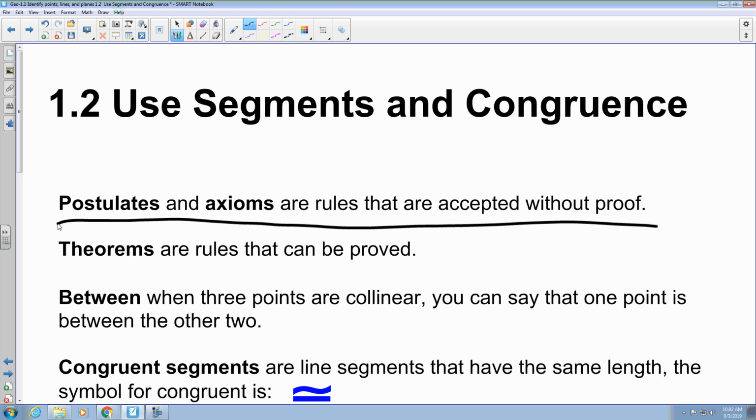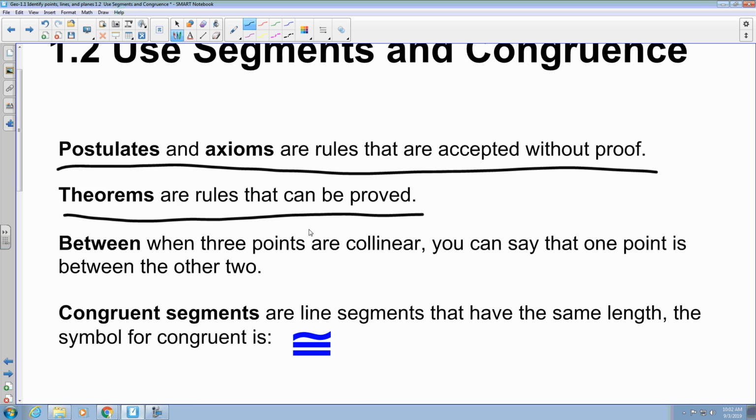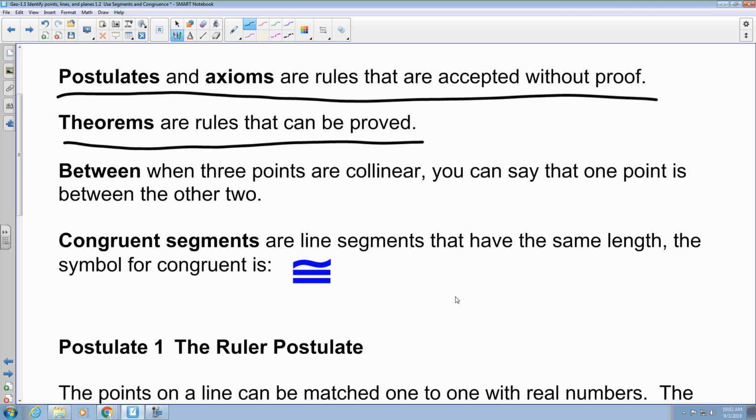All right, so there's a bunch of postulates that we're going to look at and say, all right, we don't need to prove those because they're already accepted. Theorems, on the other hand, are rules that we must prove. Okay, and we're going to show you how to do that and all that good stuff. So some of the things that we've looked at, especially when 3 points are collinear, you can say 1 point is between the other two. All right, so that's like a postulate.